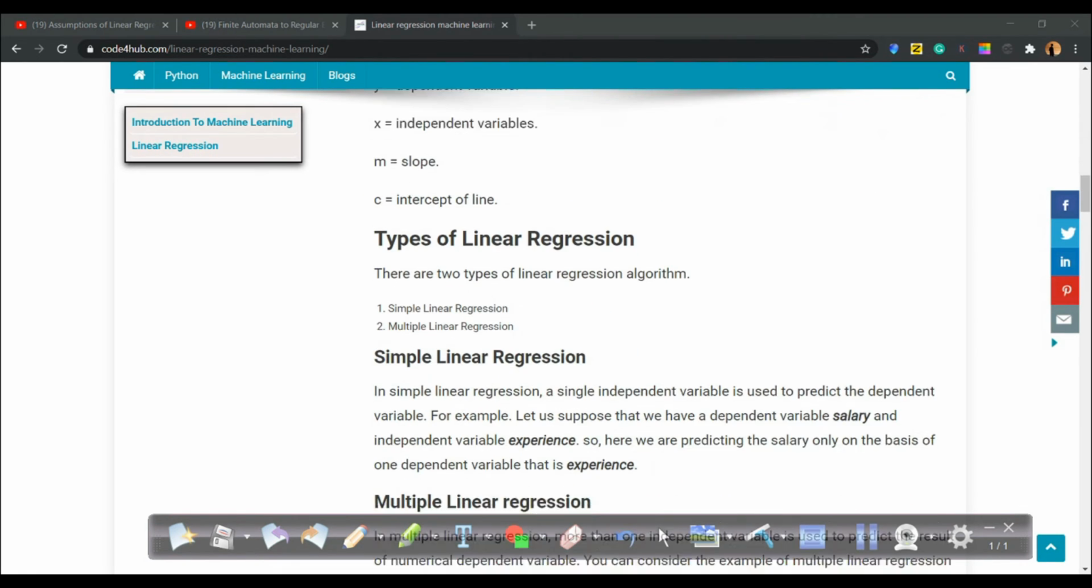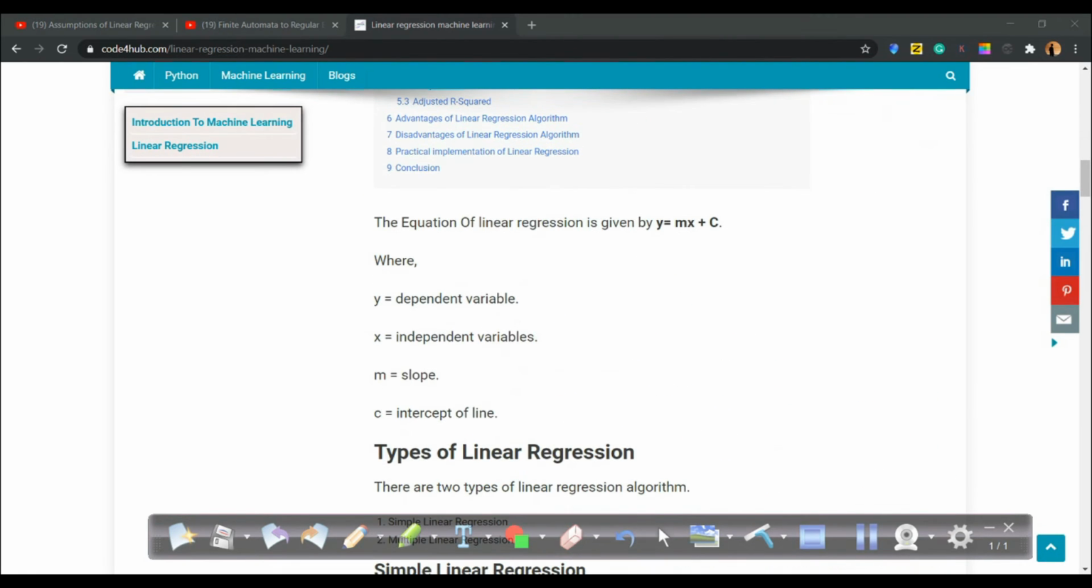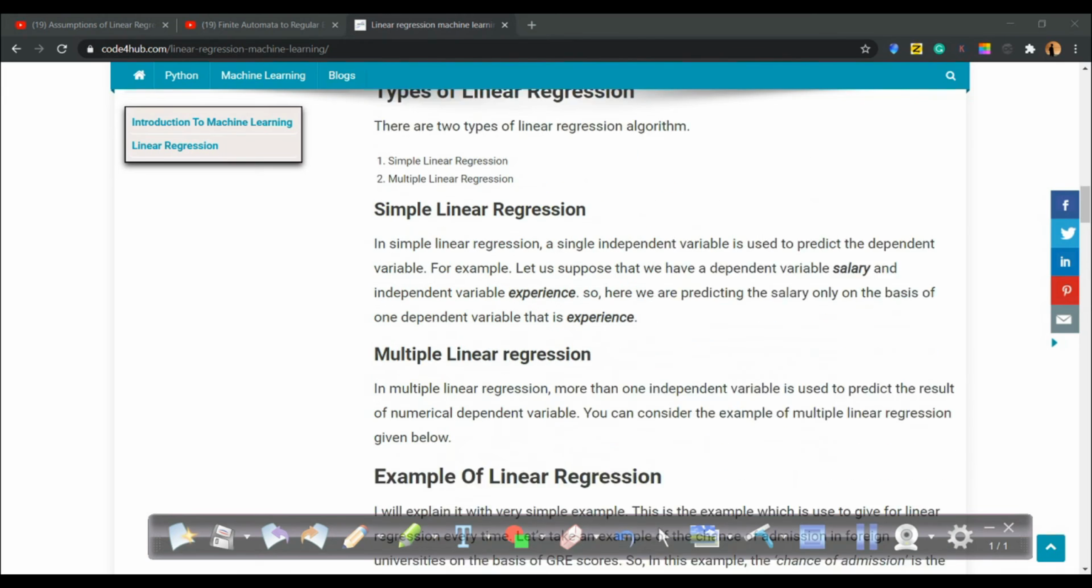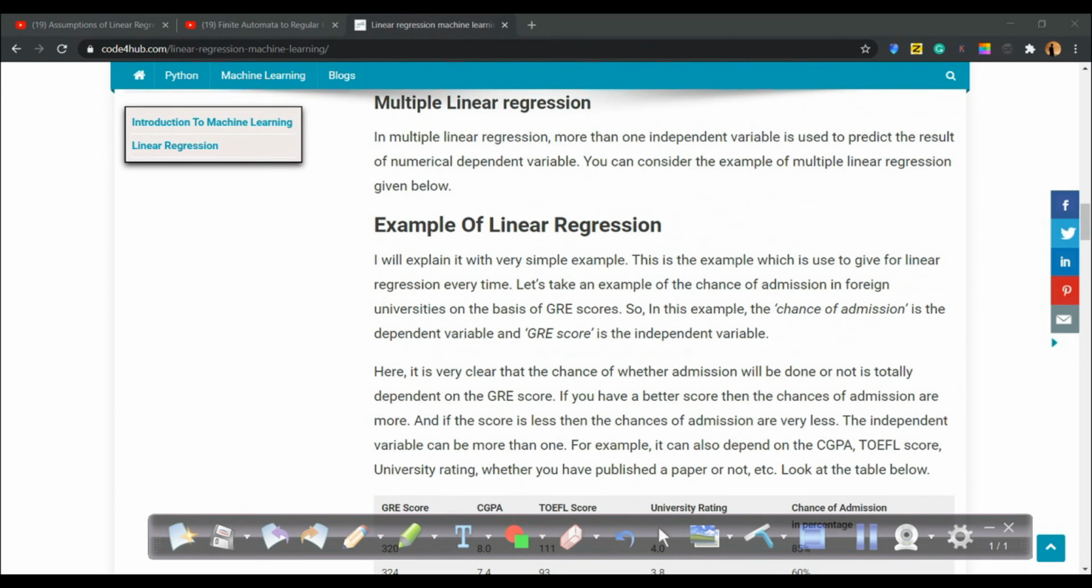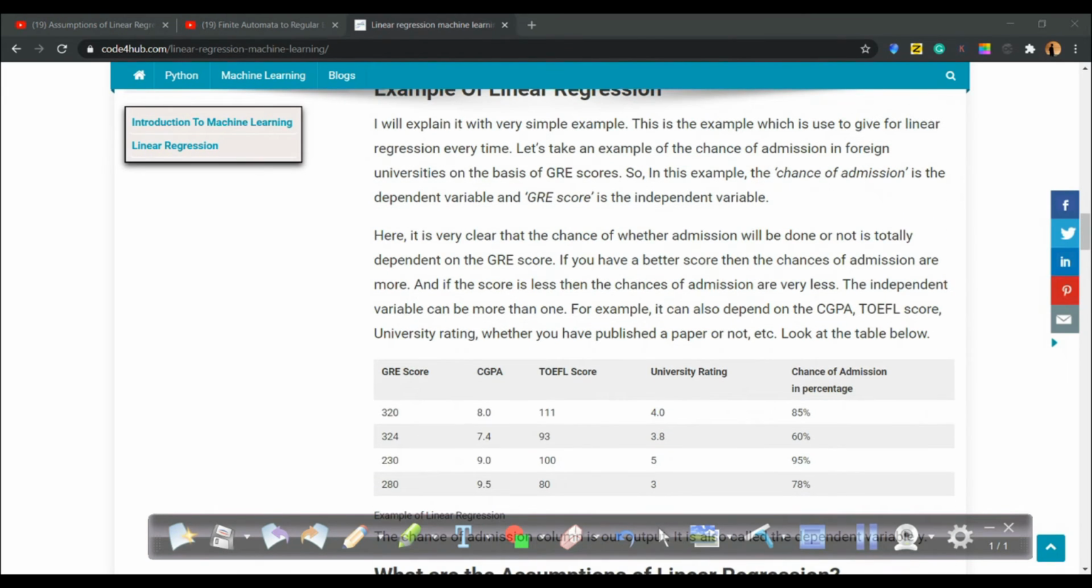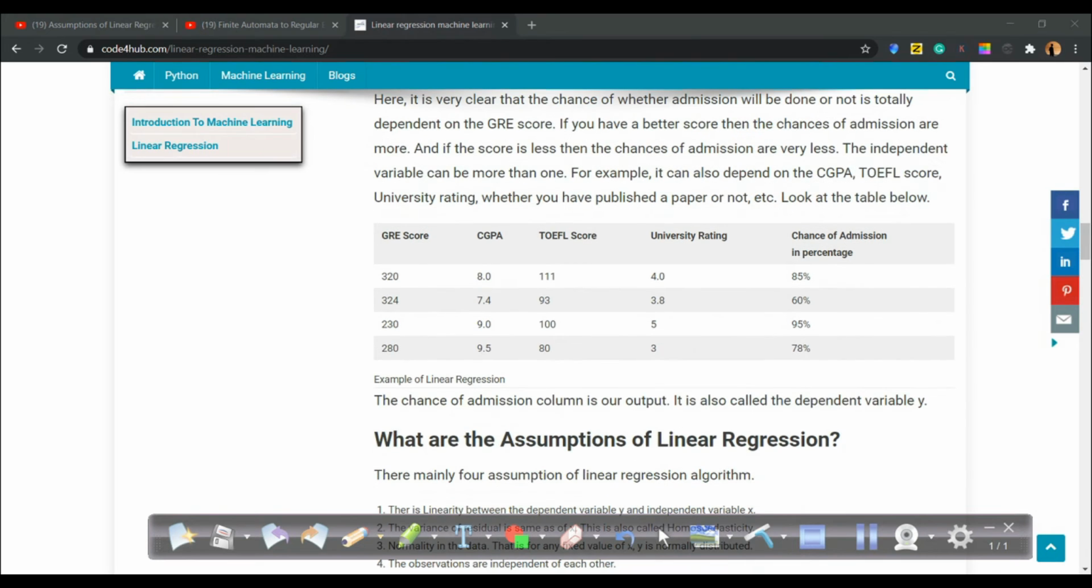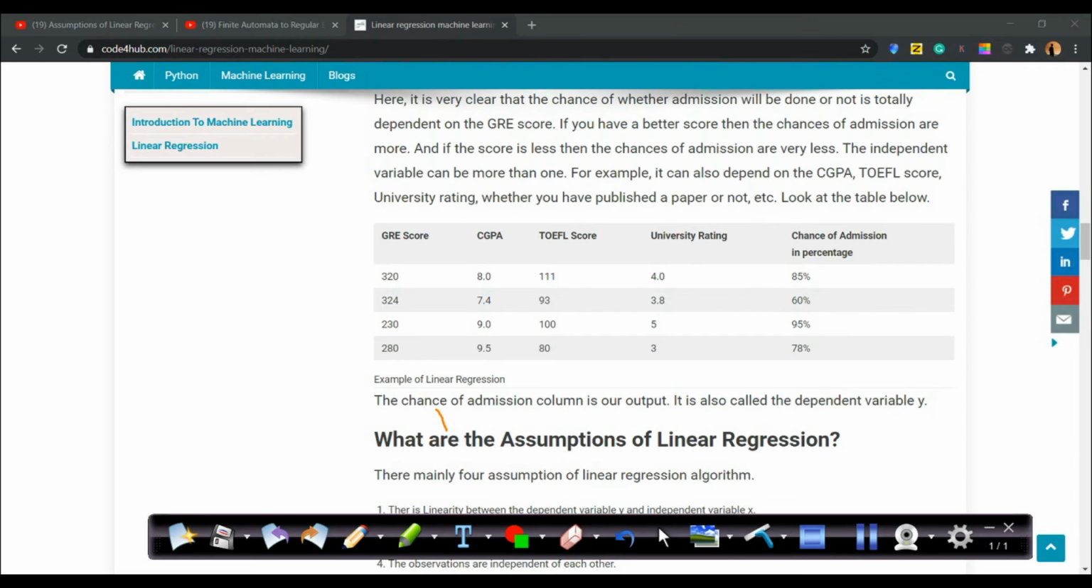Now let me move to this. I have explained this equation y is equal to mx plus c, so let me explain it with an example. Here again I am taking the example of the GRE score, predicting the chance of admission using these various factors. This is actually an example of multiple linear regression, because here we have multiple independent variables which help us predict the chance of admission, that is our dependent variable.